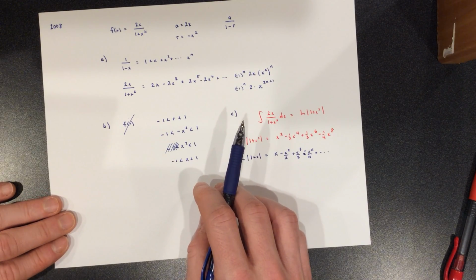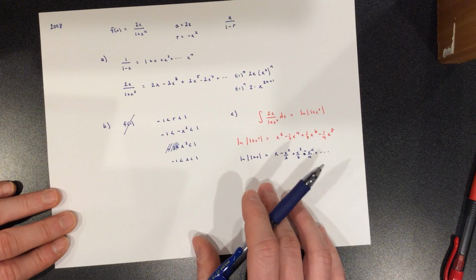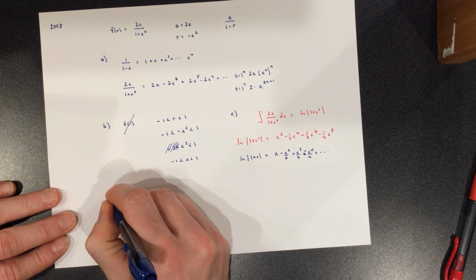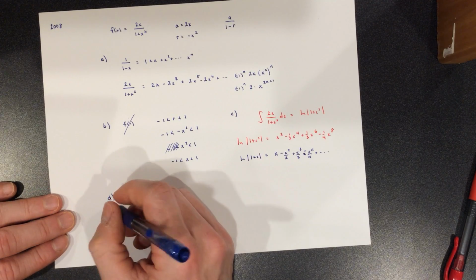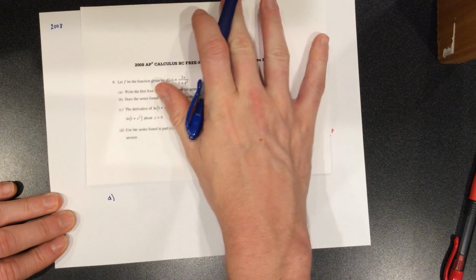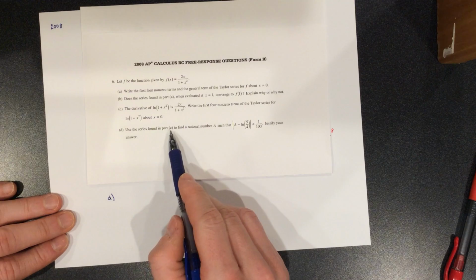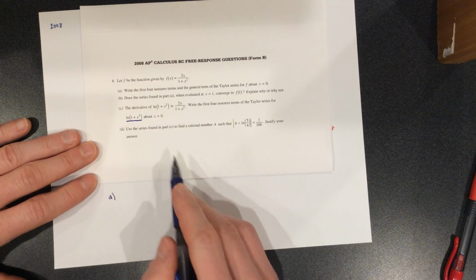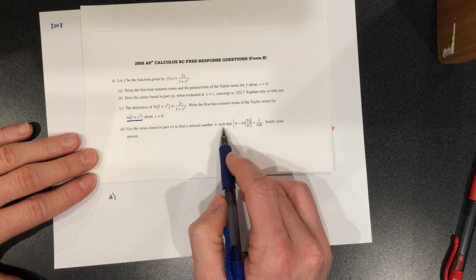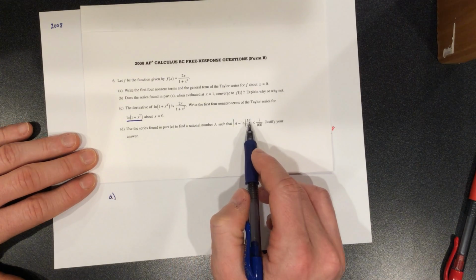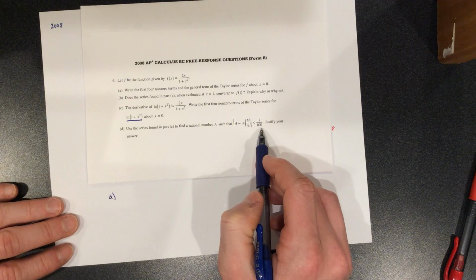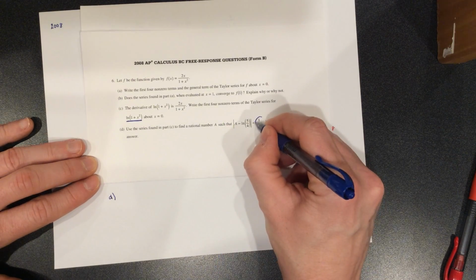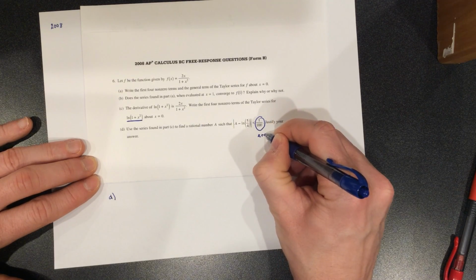Okay. All right, this last one is a really hard one, part D. I don't like it at all because it feels more tricky than everything else. So use the series found in part C, right? So it's telling us to use this to find a rational number A such that A minus the natural log of 5/4 is less than 1 over 100.